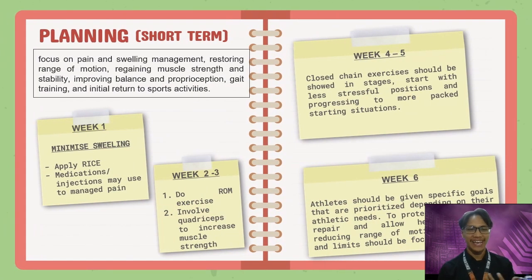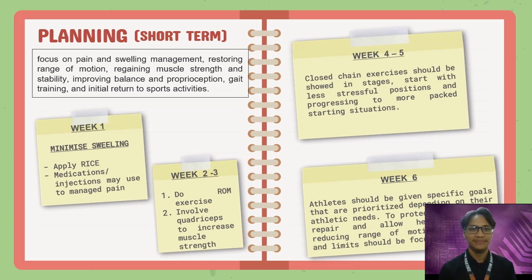Continue with the planning in the SOAP note. There are two terms in planning, which are short-term goal and long-term goal. For short term, it is focused on helping the patient achieve their long-term goal. It is to restore function of the injury, such as ROM, range of motion, muscle strength, improve balance and injury management, and of course, it is for initial return to sport activities. As we can see in the slide, week by week, it is to help to manage the injury.